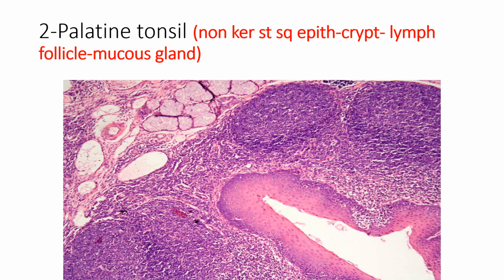Palatine tonsil. What are the criteria of the palatine tonsil under the microscope? First, non-keratinized stratified squamous epithelium. Many layers of nuclei. The first are oval, then rounded, then flat. And here is the crypt. These are the lymphatic follicles. This is diffuse lymphocytes. And these are the mucous glands. Palatine tonsil.